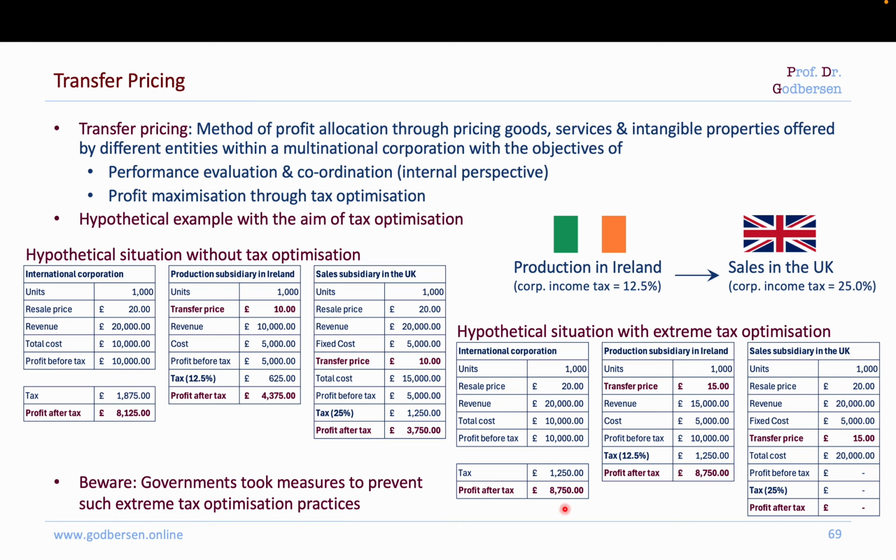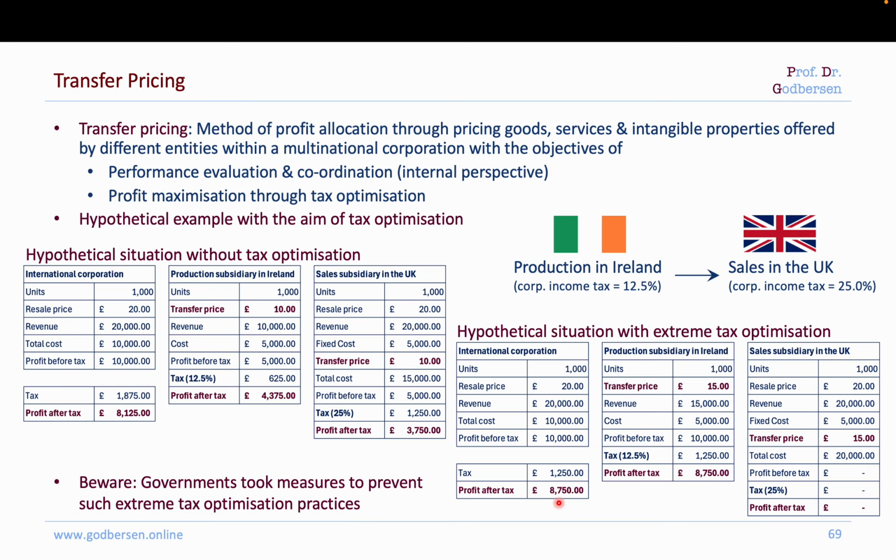And that means now our profit after tax is £8,750 overall. So in comparison to £8,125, we have a bit more money in our pocket. Happy days. That is the idea of transfer pricing. And of course, this is too extreme, and I will show you in a moment what you have to do and what you can do with transfer pricing.